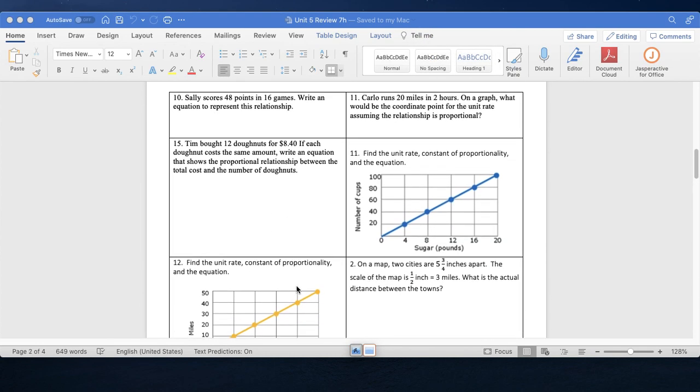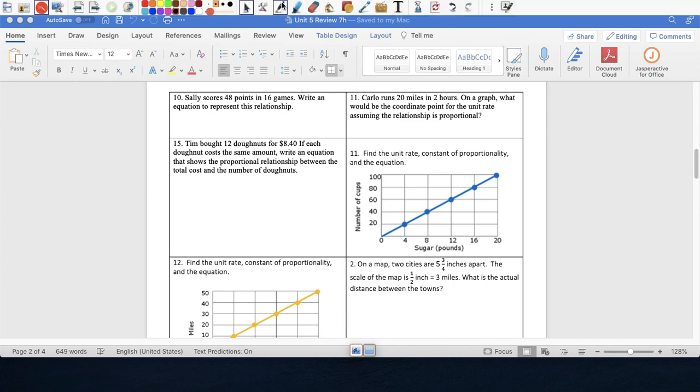Sally scores 48 points in 60 games. Let's assume this is a proportional relationship. So again, k equals y over x. All right, so who is your dependent and independent? We can say the number of points depends on the games, which makes this your y and this your x, just in case.